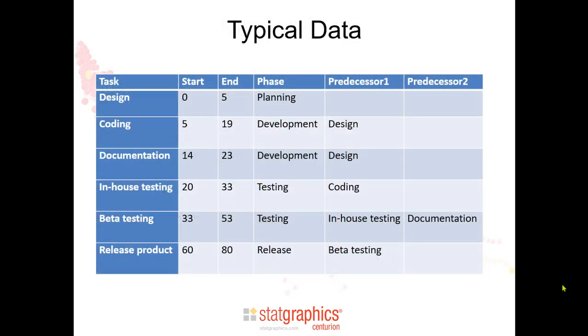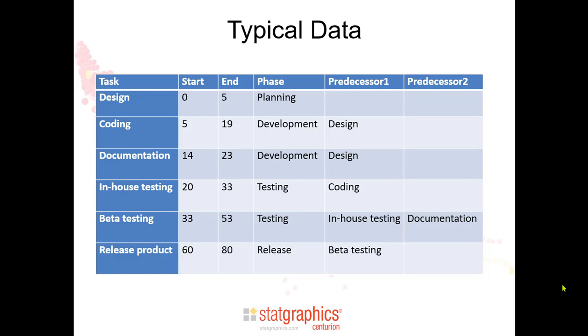This table shows typical data for a Gantt chart. It shows each of the 6 tasks. For each task, there's a start time and an end time. There's also an indication of which phase each task belongs to. The last 2 columns define predecessors.